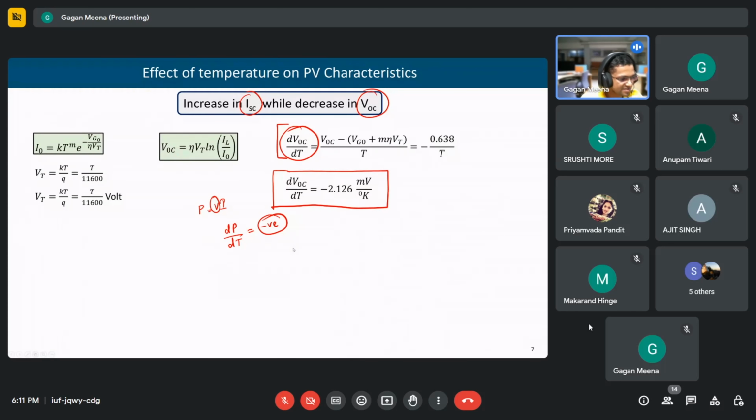Is this clear? Is there any doubt in this? If temperature increases, the voltage of the PV cell decreases. Yes, because of this negative sign.